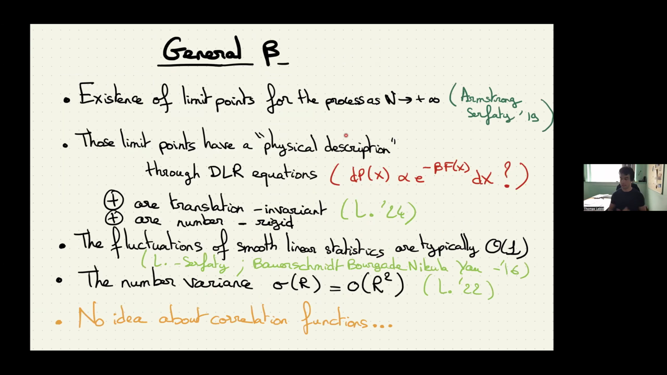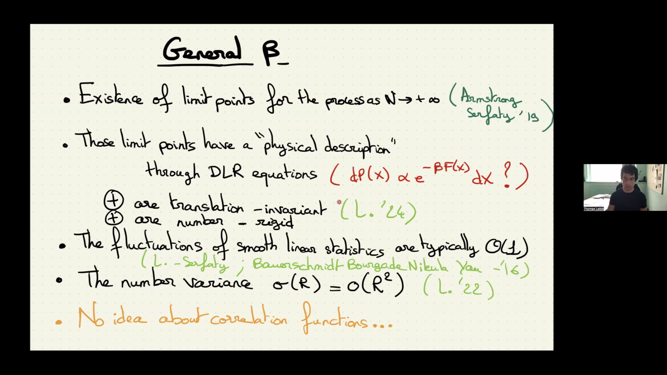Okay, so finally, what about the 2D OCP? I talked about the 2D OCP for beta equals 2 because Ginibre basically covers that case. What do we know about general beta? First thing is we do have existence of limit points for the process. And I should emphasize it's limit points. It's not a limit yet. So up to subsequence, right? This is a result by Armstrong and Serfaty. So it makes some sense to talk about the infinite volume 2D OCP, at least up to a subsequence.